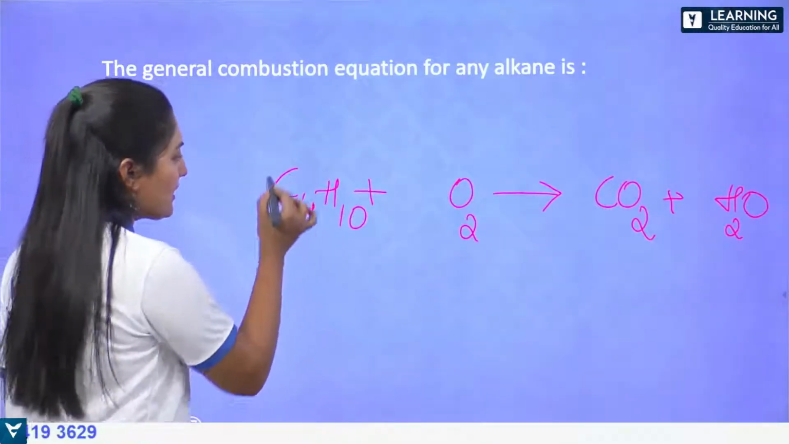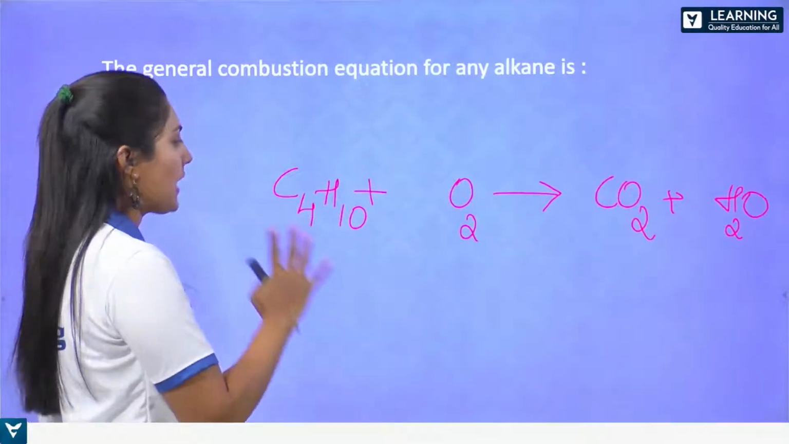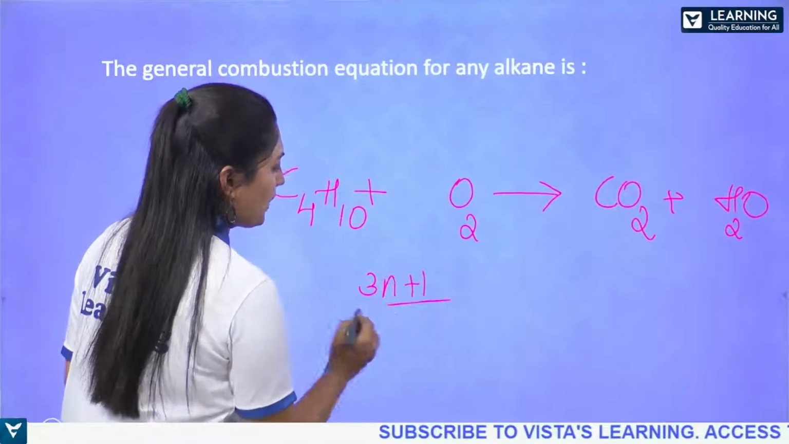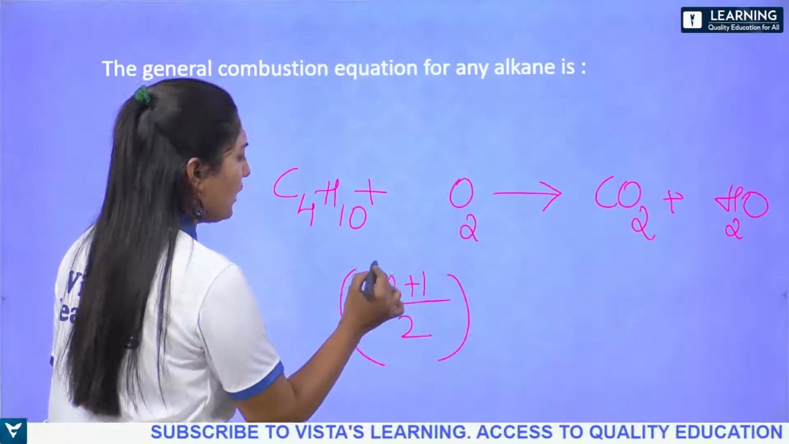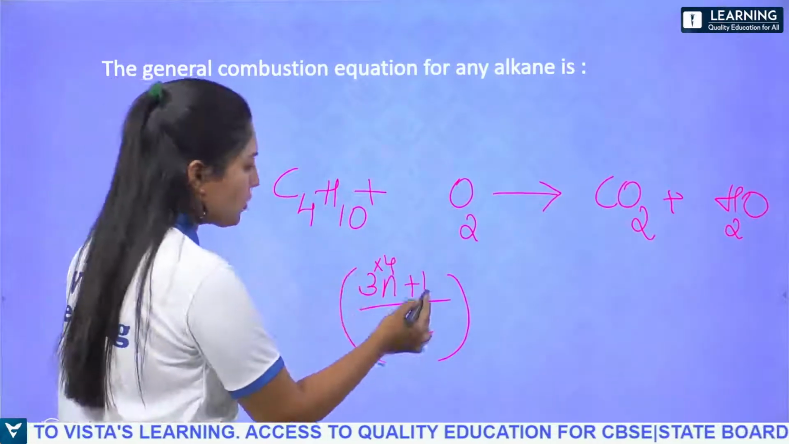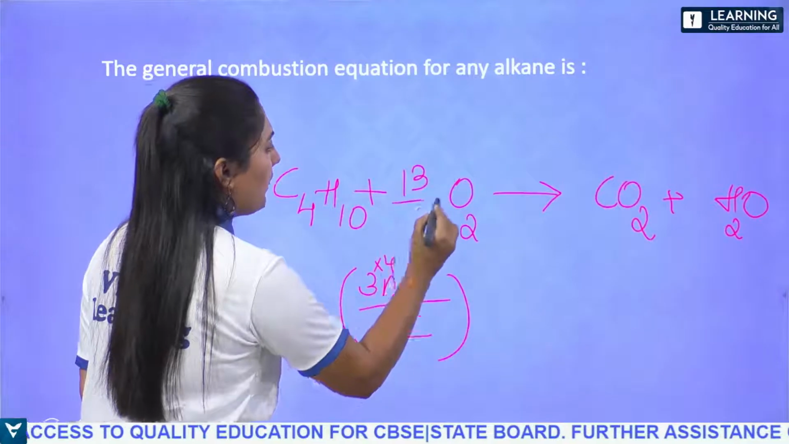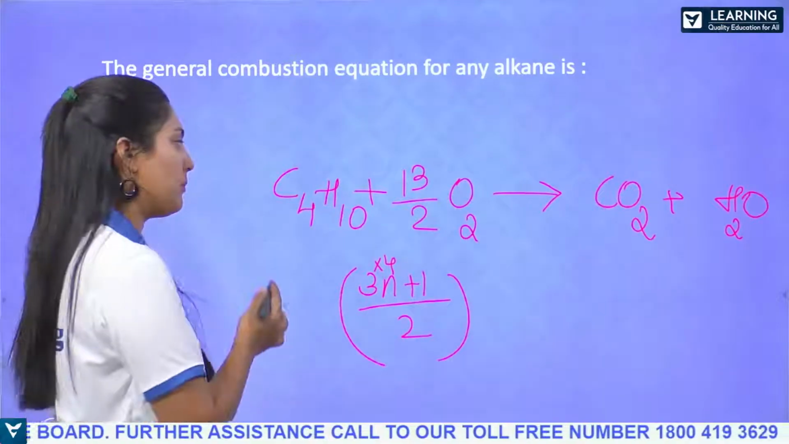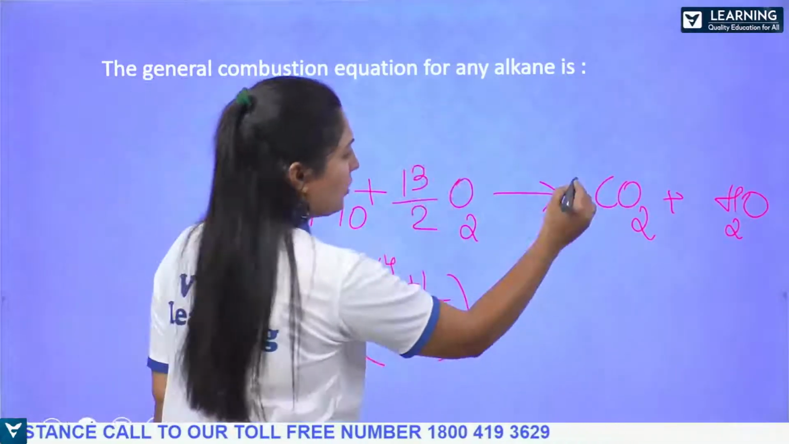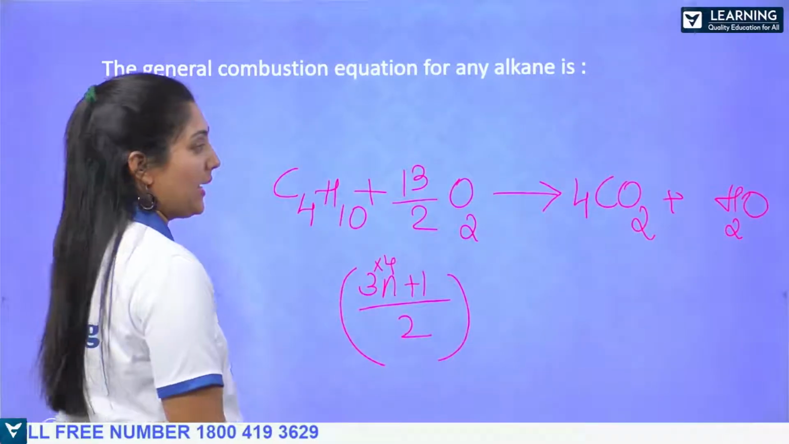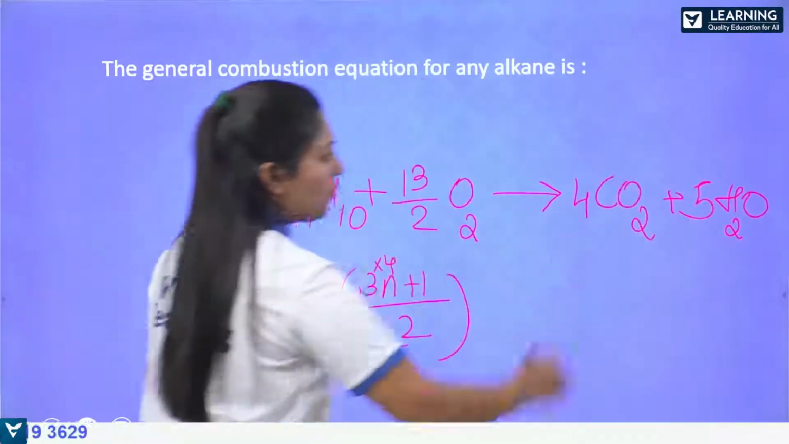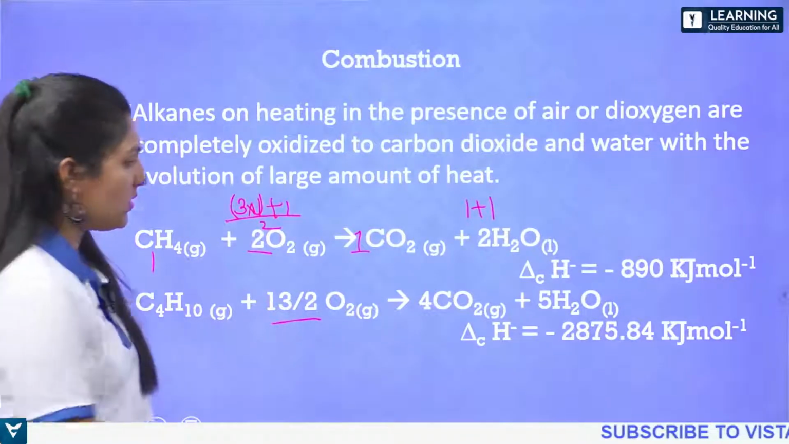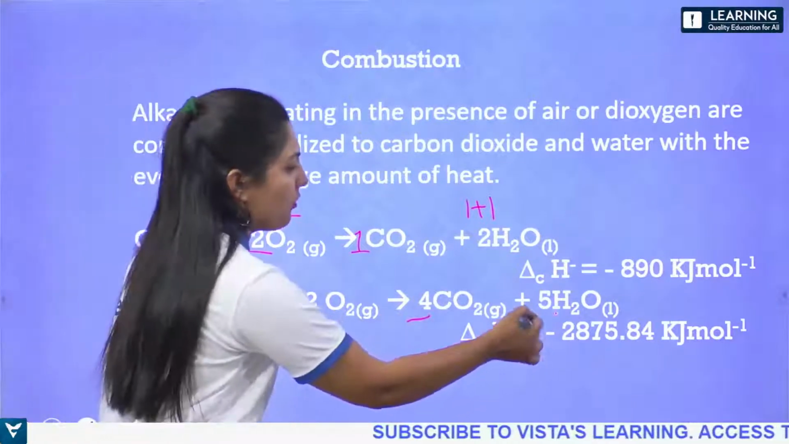At this time, you can see that it has 4 carbon atoms. So the equation here will be (3n plus 1) by 2, right? So we'll have 3 into 4, that is 12, plus 1, 13 by 2. So 13 by 2 is the number of molecules of oxygen we require for combustion of butane, and it gives rise to 4 carbon dioxide and 4 plus 1, that is 5 water molecules. Got it? The same thing we have here: 13 by 2 oxygen, where 4 carbon dioxide and 5 water molecules are required.